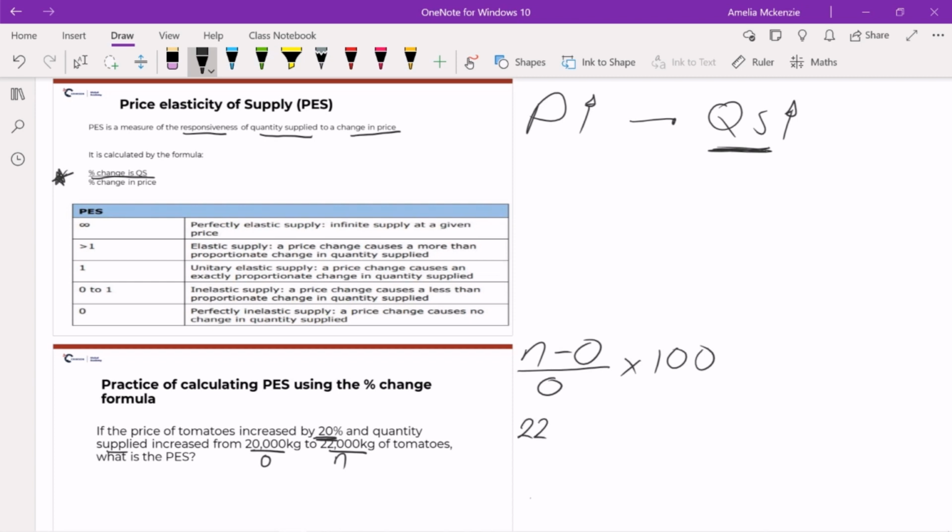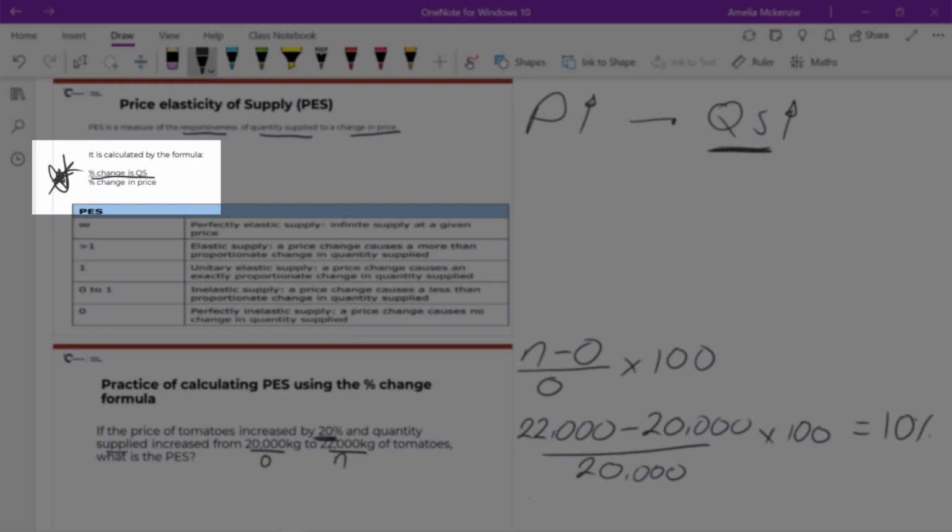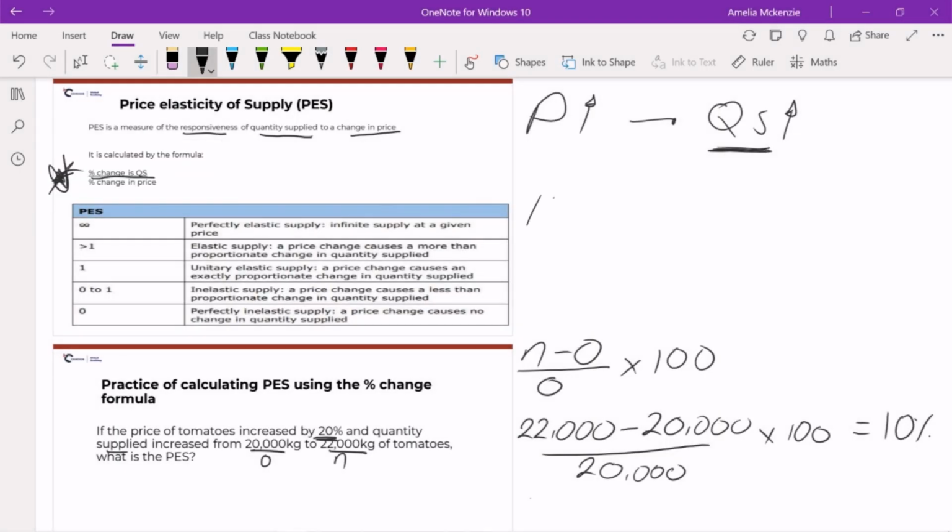So 22,000 minus 20,000 over 20,000 times 100 will give us a 10% increase in the quantity supplied of tomatoes. So going back to this formula here, if we look at percentage change in quantity supplied as 10, and we were told that the percentage change of price was 20%, so 10 divided by 20 would give us 0.5, and that would be our price elasticity of supply coefficient.